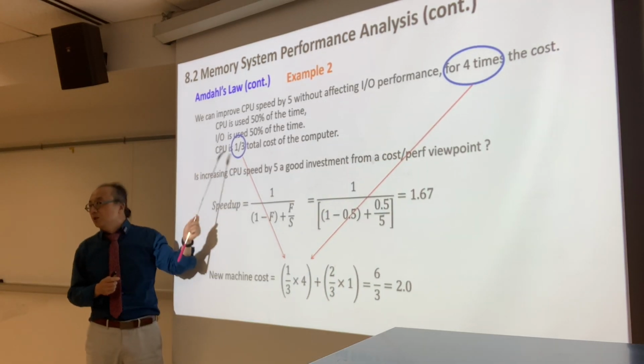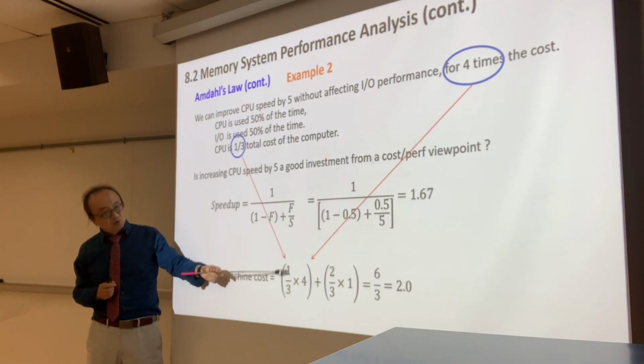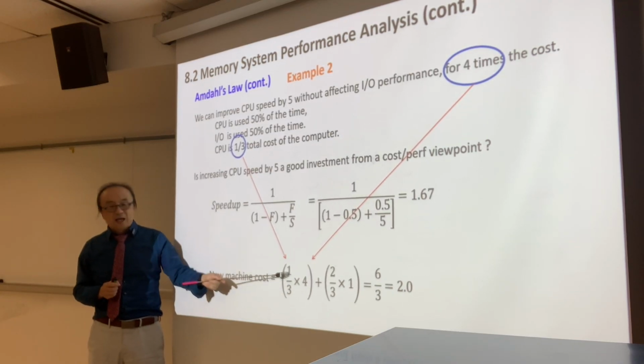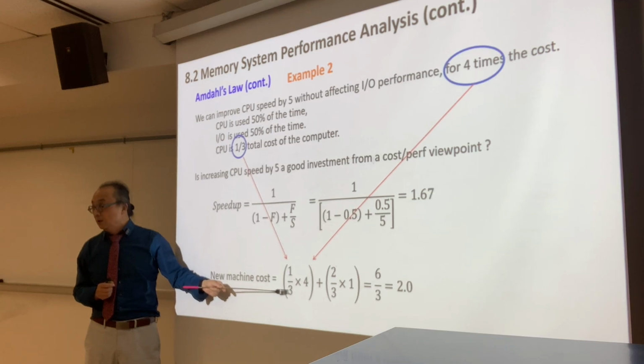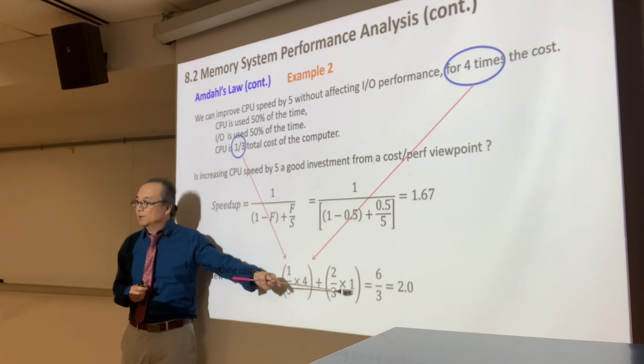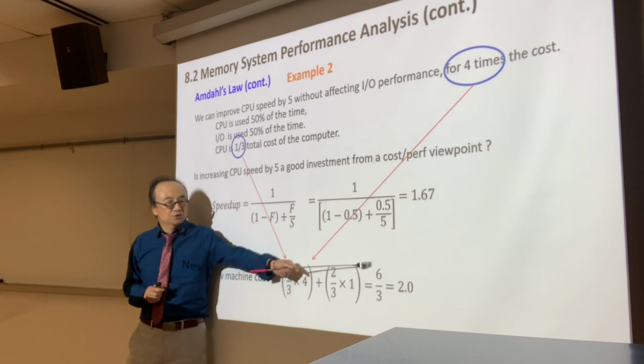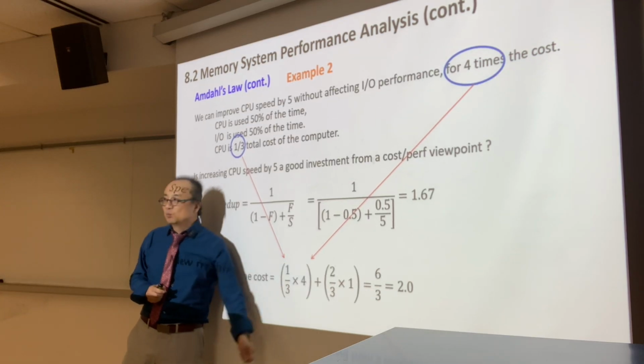If we actually improve the CPU only, we need to multiply 1/3 of the parts times 4, and the rest is what? 2/3? 2/3 of the rest of the parts, cost is going to be 1, still be there. That's how I calculate that. That'll give us 6 over 3, which is 2.0.